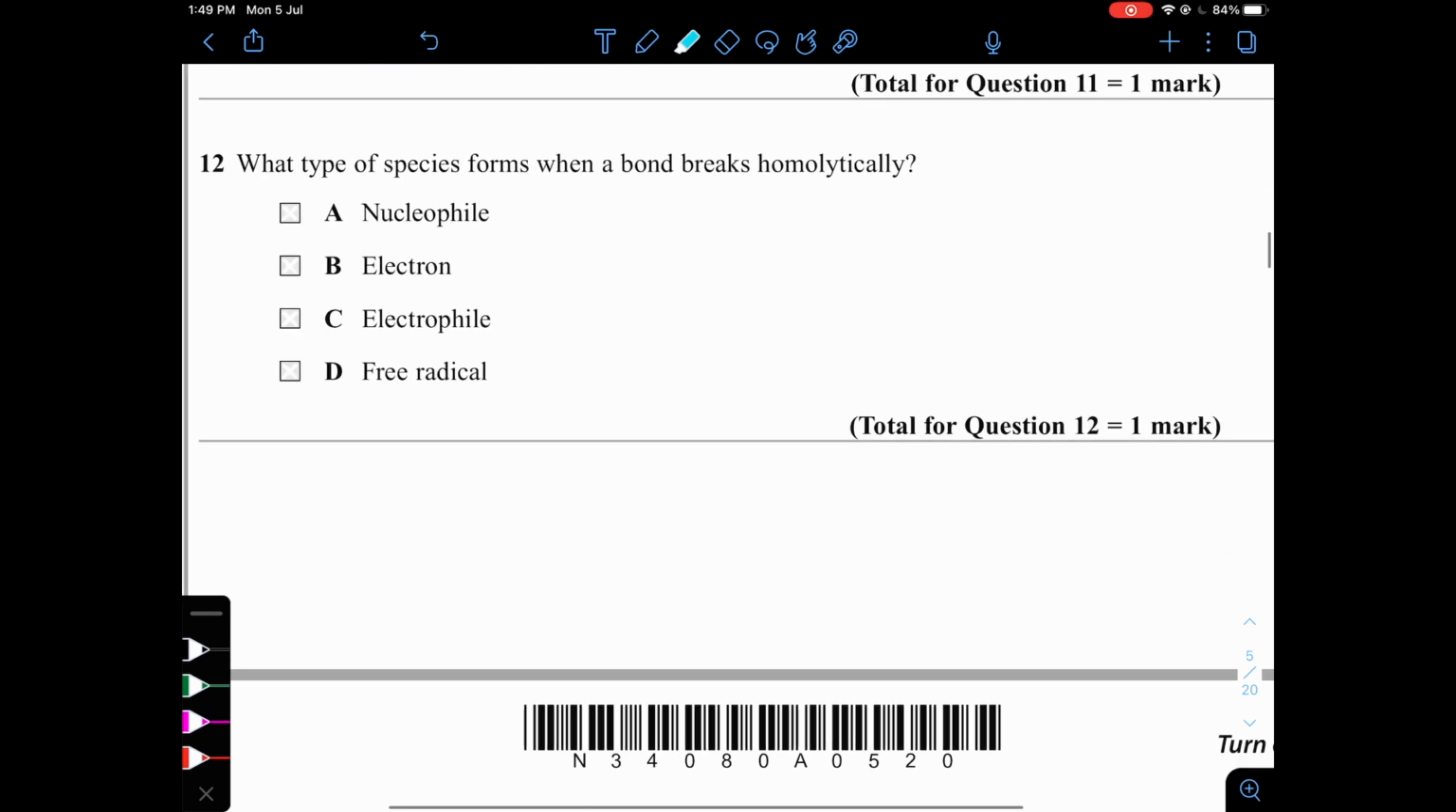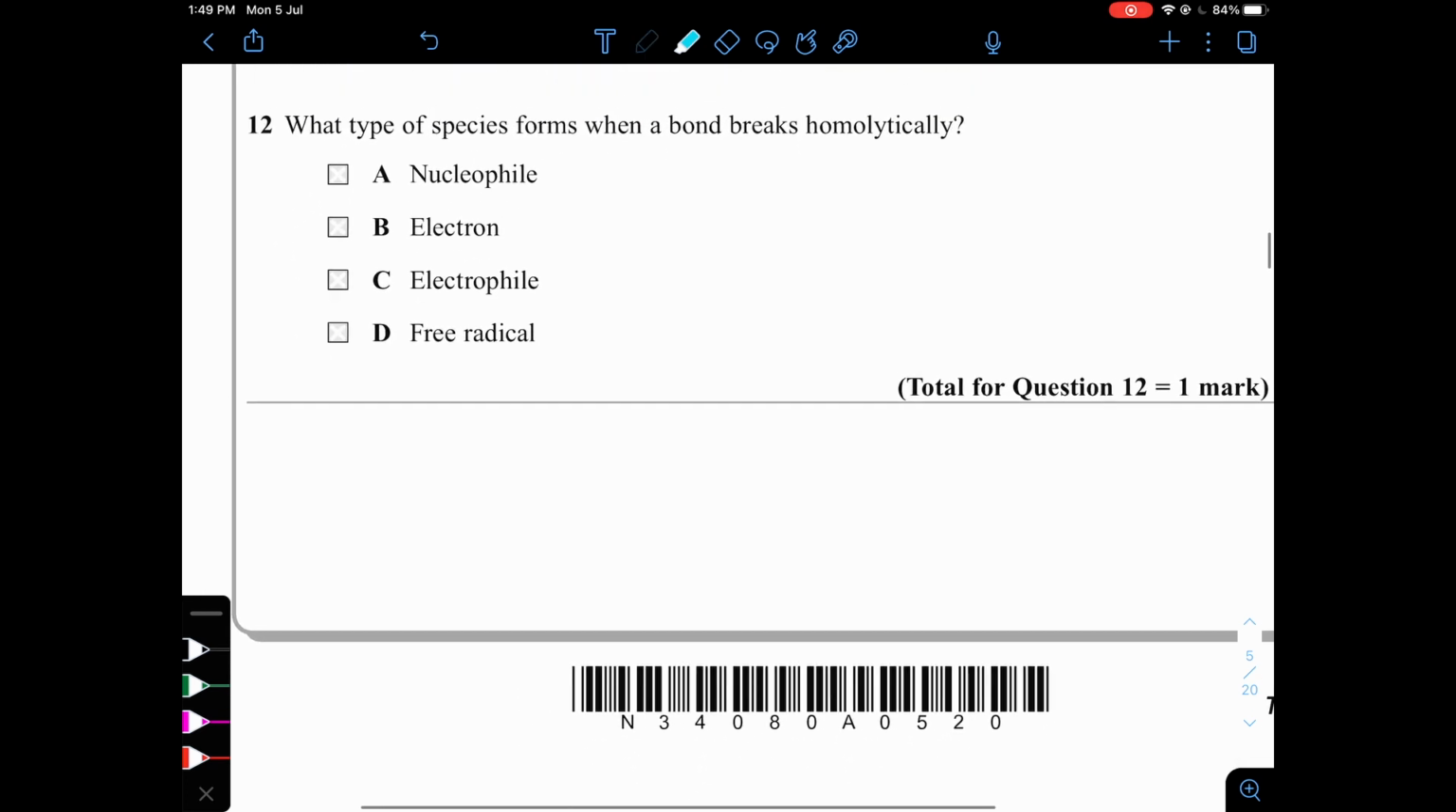Okay. So what type of species forms when a bond breaks homolytically? Now homolytically refers to what? This usually refers to the one-sided arrows. And what do we usually consider this when we're talking about free radicals? So the answer is free radical.